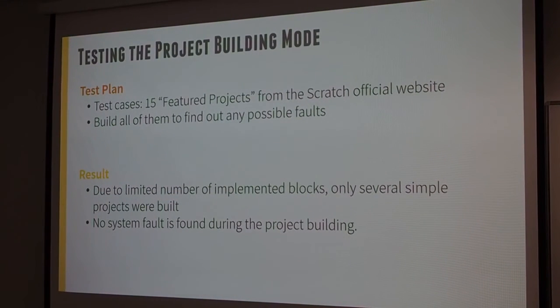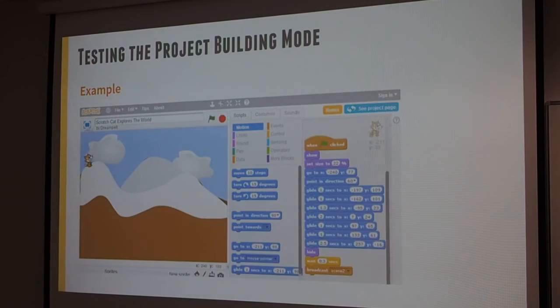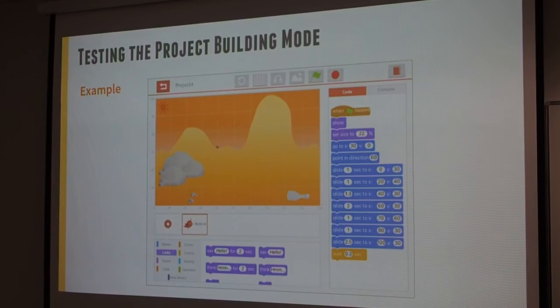The second test is the project building test. We select 15 featured projects on the Scratch official website and build them one by one to find out any possible error. However, due to the limited number of implemented blocks, we cannot build the whole project. We can only build several simple tasks. And we have not found any errors during the project building. Here is an example test case: we find a featured project on the Scratch website, and then we build it on our app.